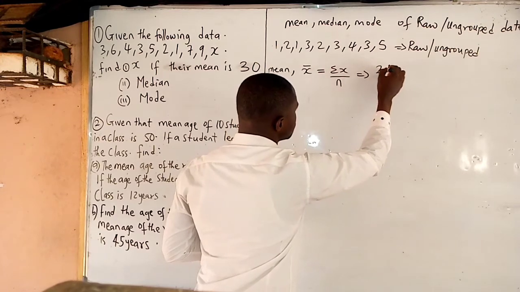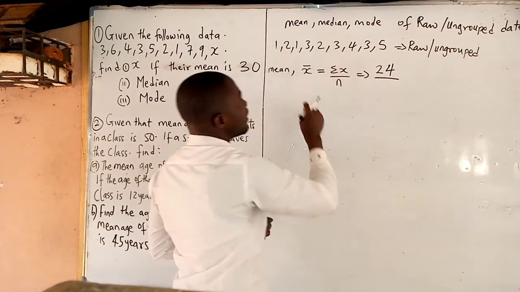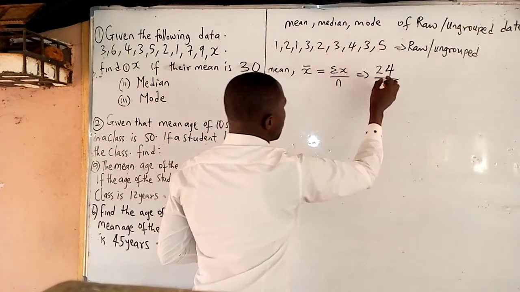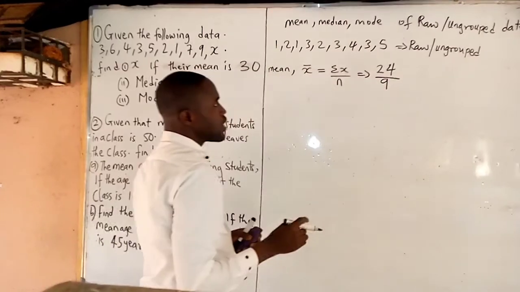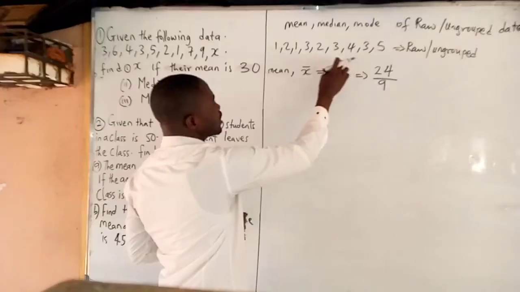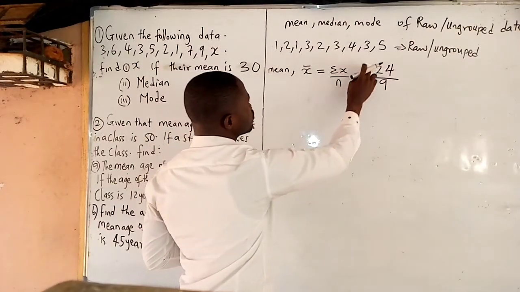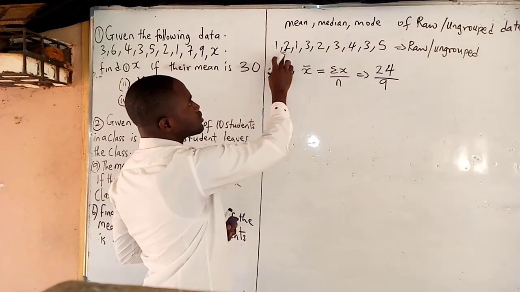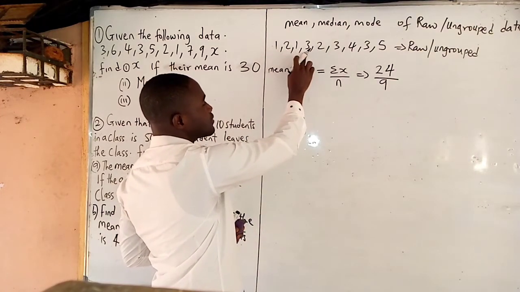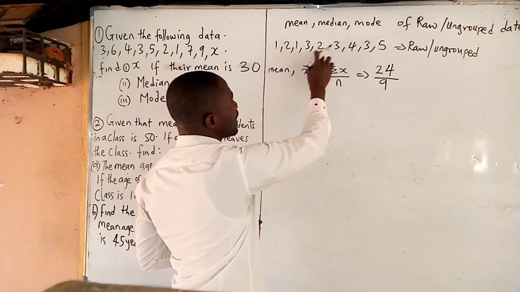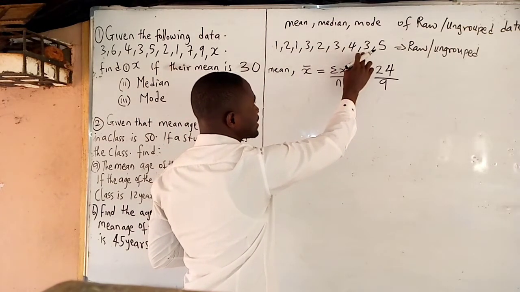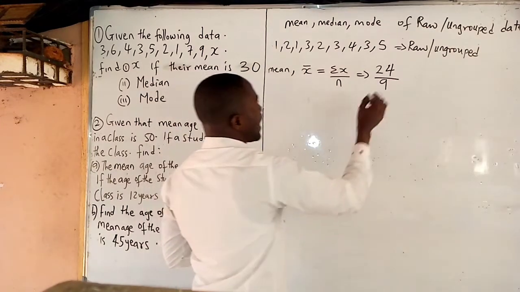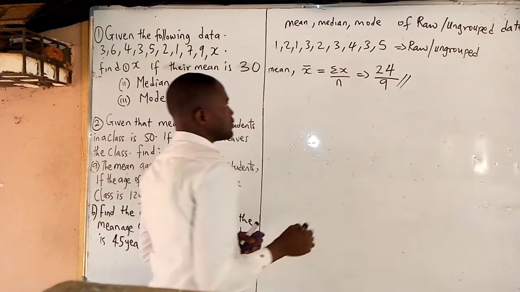So it will be giving you 24 all over, how many are there? 1, 2, 3, 4, 5, 6, 7, 8, 9. All over 9. We repeat. Mean simply means summation of X over N. That is 24 over 9. How did we get 24? We say 1 plus 2, 3, plus 1, 4, plus 3, 7, plus 2, 9, plus 3, 12, plus 4, 16, plus 3, 19, plus 5, 24. 24 over 9. That would be your mean.